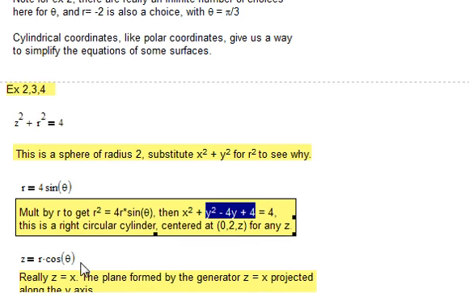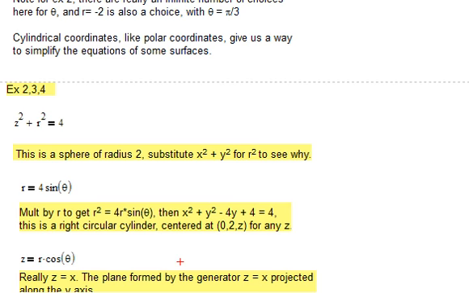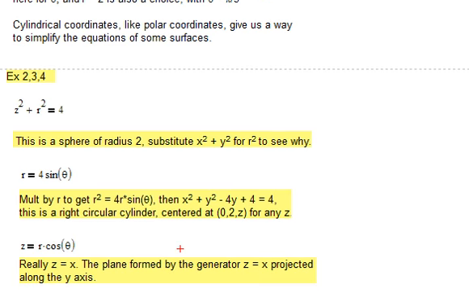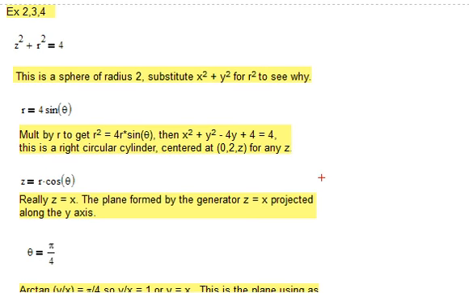Here's another one, z equals r cosine theta. Really, z equals x. What would z equals x look like? It's when the generator z equals x is projected along the y-axis. See, because we got y missing. There is no y in this equation. So what would that be? Well, it's actually just the plane z equals x.